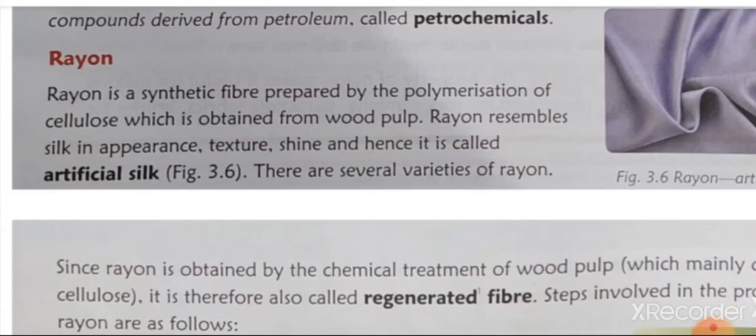which is obtained from wood pulp. So it may contain some natural ingredient like wood pulp. Rayon resembles or looks like silk in appearance, texture, and shine, and hence it is called artificial silk.